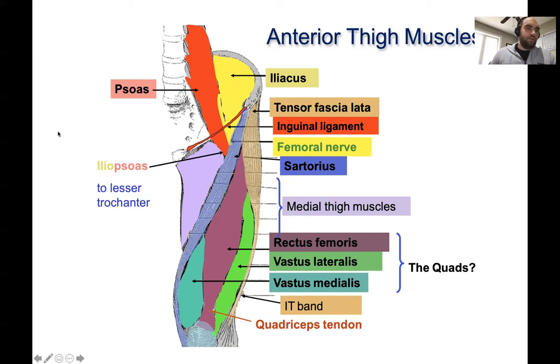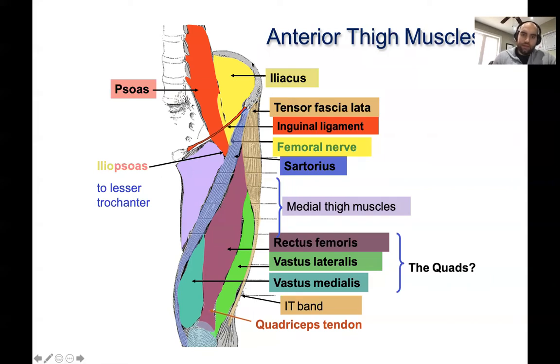All right, so now we've got the psoas, the iliacus, and it dives deep and unites as the iliopsoas and attaches deep into the lesser trochanter of the femur. And it's a very powerful hip flexor. In fact, it's probably the most powerful hip flexor we have.